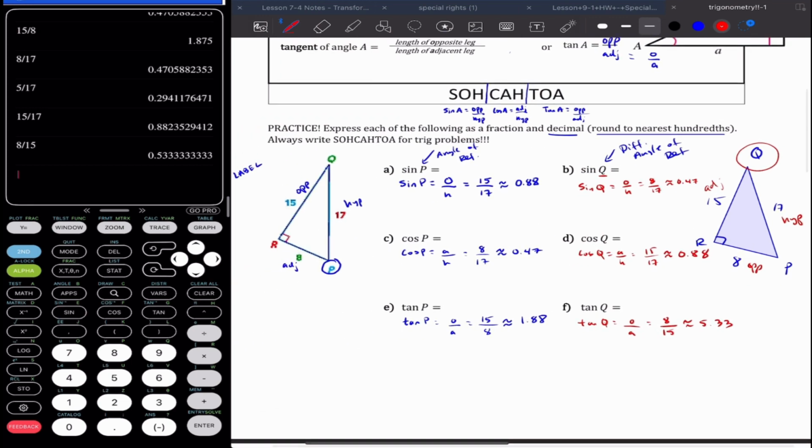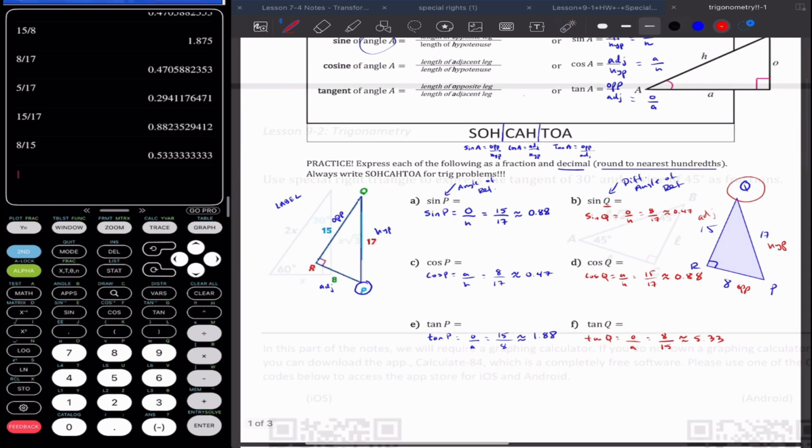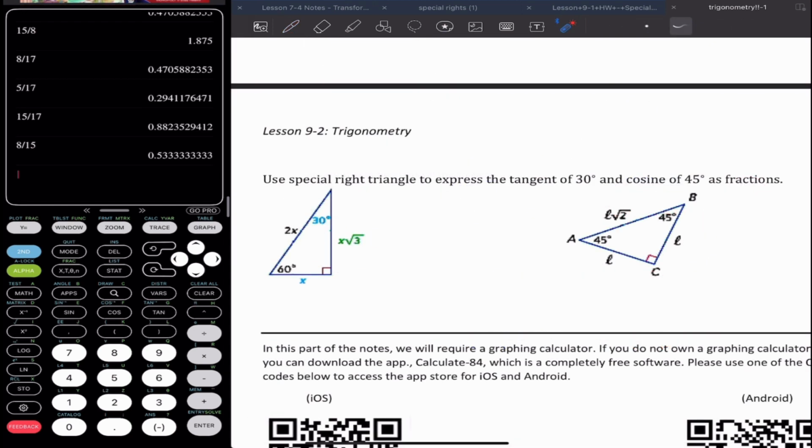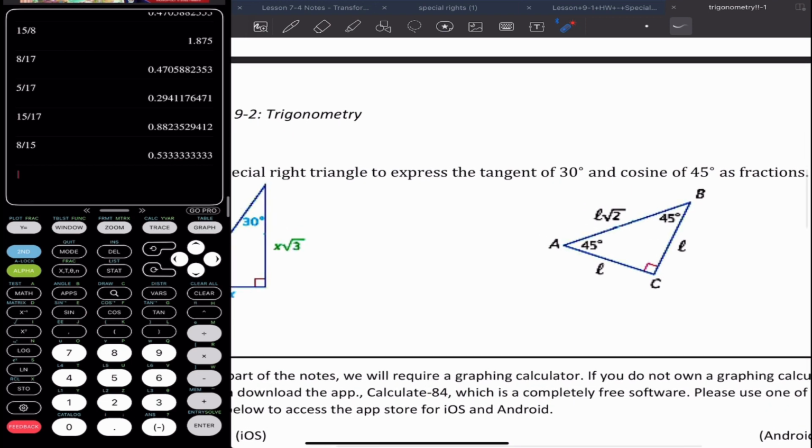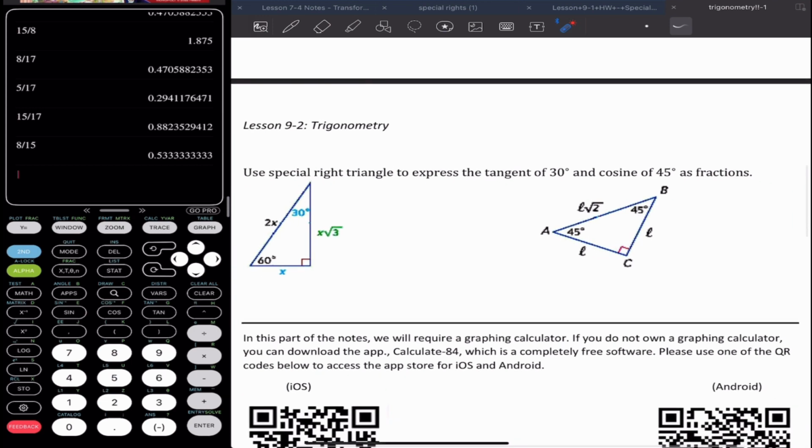Alrighty. So that's the first page of the notes. Okay, so let's go ahead and take a look at the next page. It says use special right triangles to express the tangent of 30 degrees and cosine of 45 degrees as fractions.